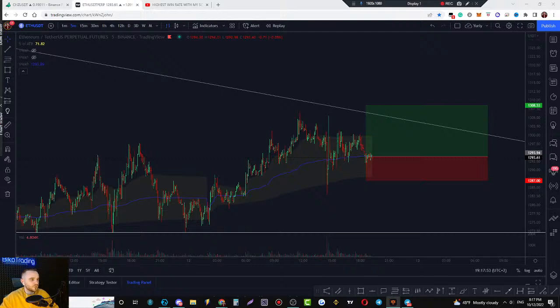How many of you took this trade with me? Type 3 into the chat that you also took this trade with me, because sometimes it's difficult to focus when you have a trade.